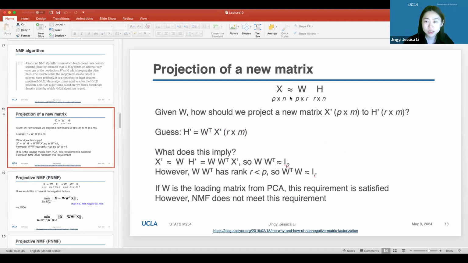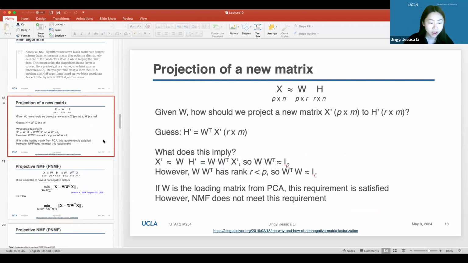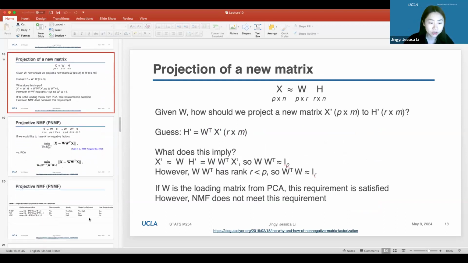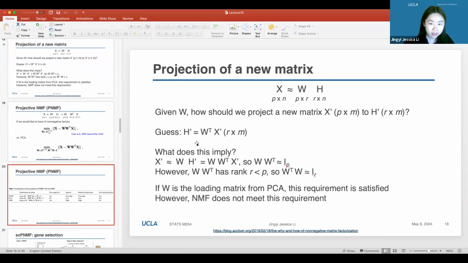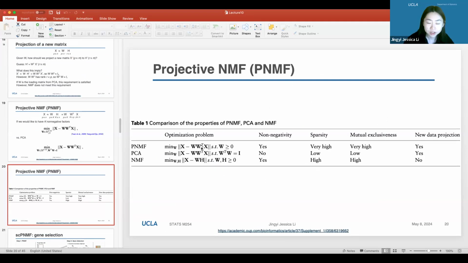So both matrices will become R-dimensional, like this one H, R-dimensional instead of P-dimensional. So you want to have a lower dimension representation. And this table just compares the three methods: PCA, which we first covered, NMF, and PNMF.